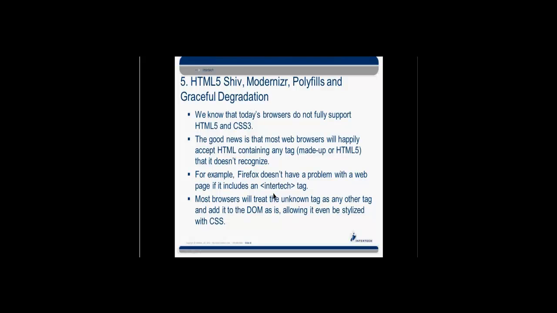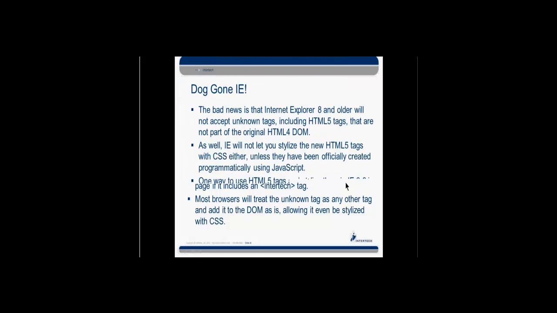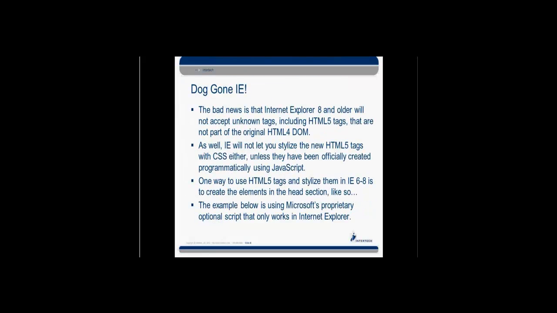For example, Firefox doesn't have a problem if I created an Intertech tag. Hey, here's an Intertech tag, and it says, okay, cool, I'll display it in block format, and you can apply a style to it. Most browsers will treat it as an unknown tag and just say, all right, fine, it's part of the DOM. Except IE. Doggone IE. IE 6 through 8 says, I don't know what that is, so I'm not going to recognize it, and I'm not going to allow you to even touch it with your CSS code. So how do we handle this?